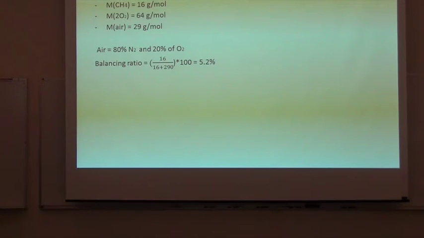Then we calculated the molecular weight of methane and oxygen. Air consists of 80% of nitrogen and 20% of oxygen. So when we did the balancing ratio of methane, we had to also add methane plus air, but we have to consider 10 moles for air because it consists of 2 molecules of oxygen and 8 molecules of nitrogen, and we calculated this balancing ratio to be 5.2%.